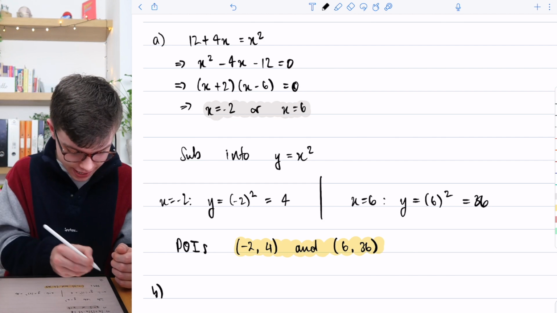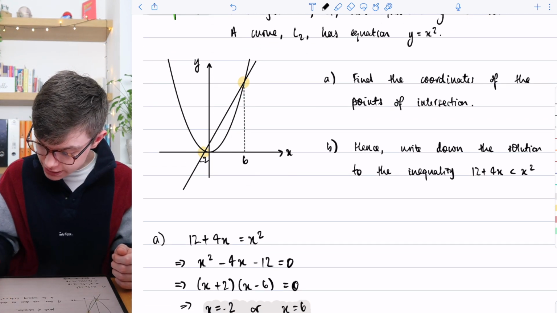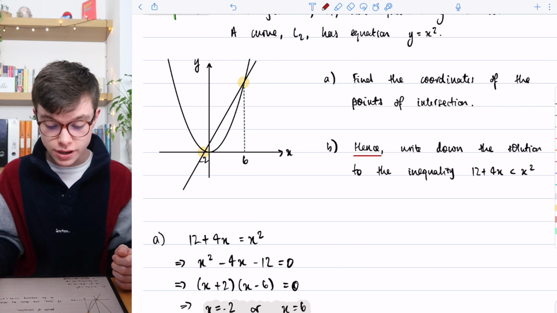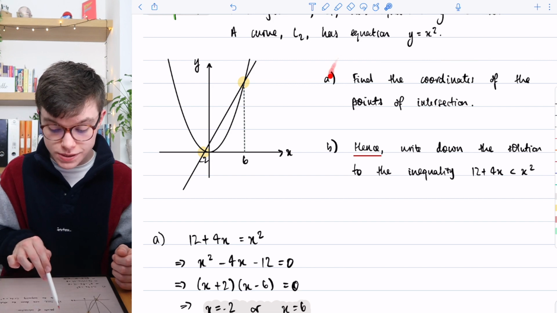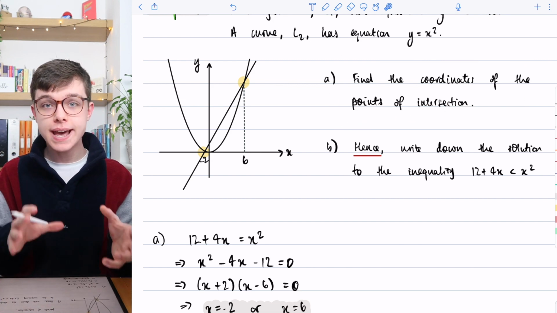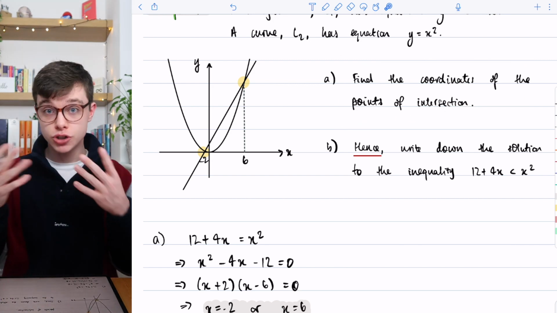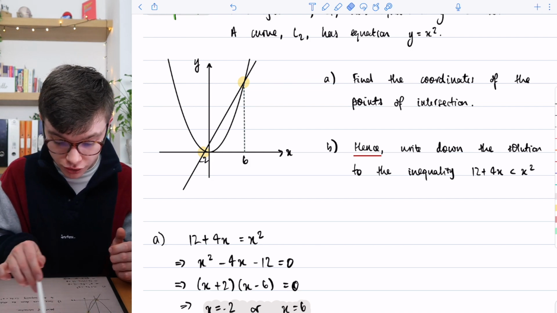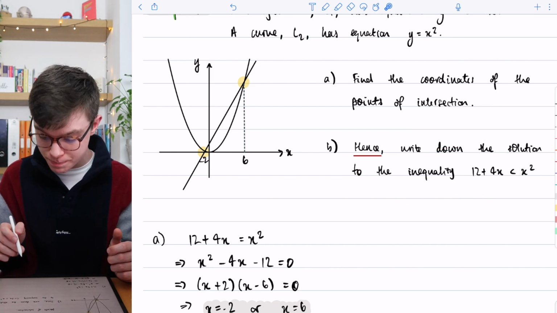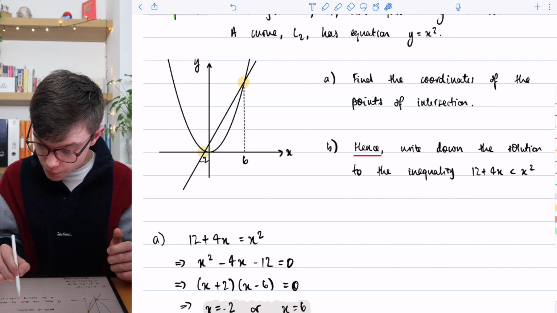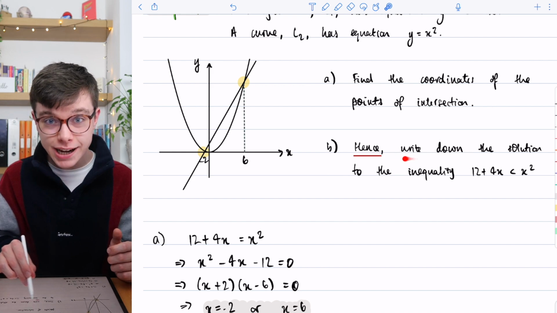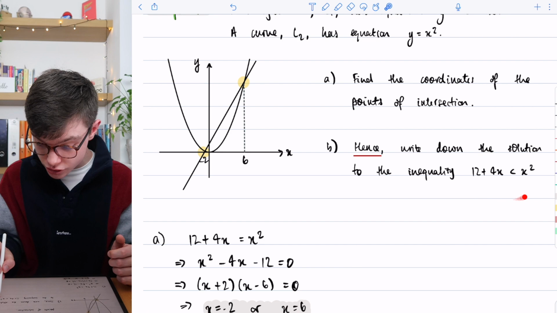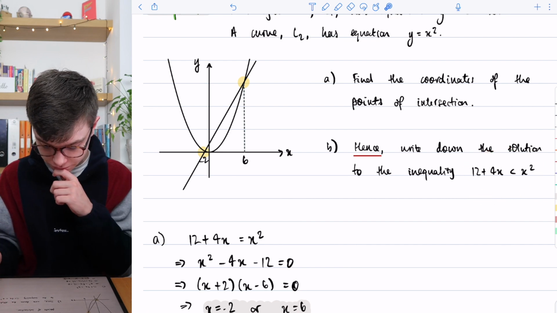Part B then said hence. It's really important that we take note of the wording of the question. Hence means use part A. Hence is saying, right, you've done something, hence do this. And the hence part means we need to use what we've done in part A to get the answer to B. So B says we want to write down, so we're not really doing any working, we just want to be able to write the answer down straight away to the solution to this inequality.